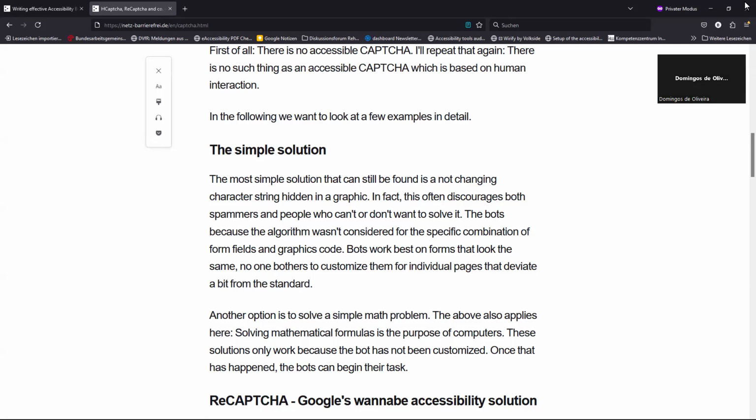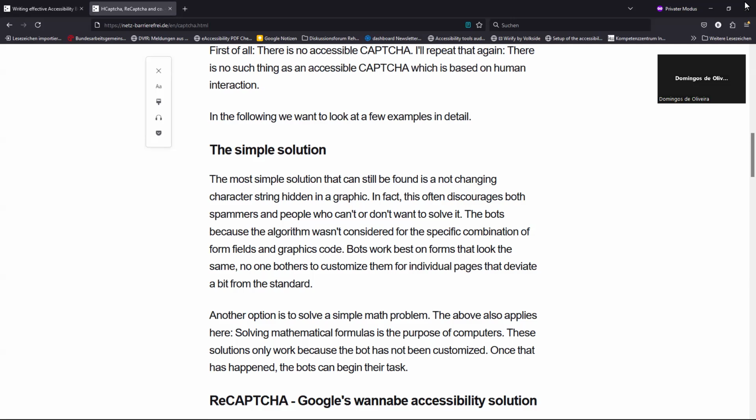The problem here is also that in most cases you have a time limit, which is not visible, and that can make it very difficult for other people. For example, for people with motor disabilities or people who have problems to cope with stress, with time stress. And that is also difficult.